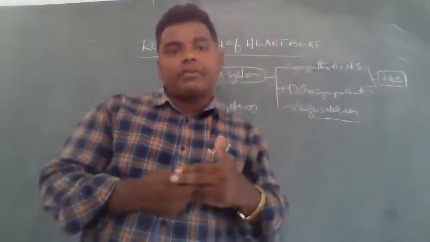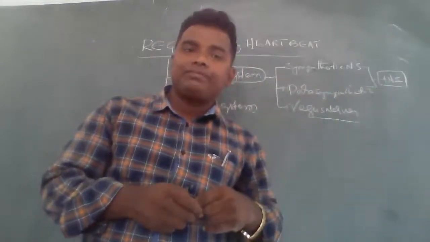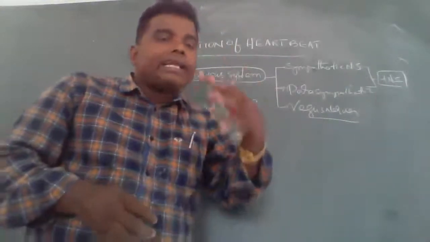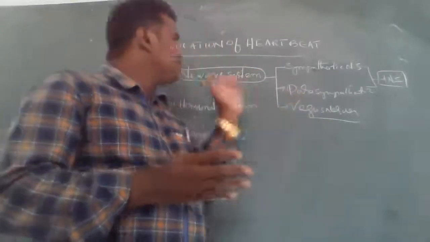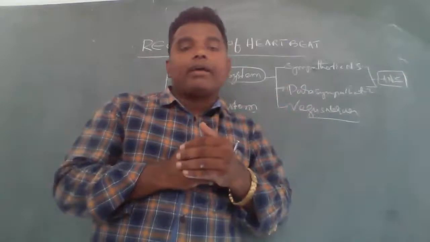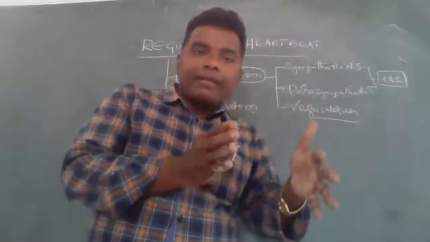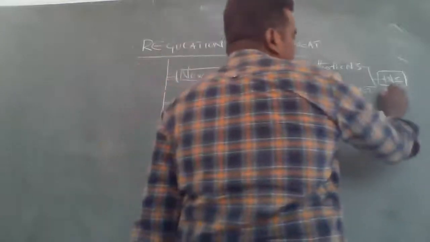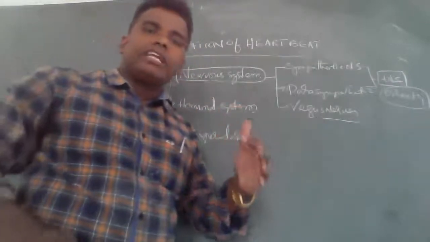One is the central nervous system, the second is the peripheral nervous system, and the third is the autonomic nervous system. Heartbeat controlling is majorly done by the autonomic nervous system directly, and indirectly the central nervous system is also involved.